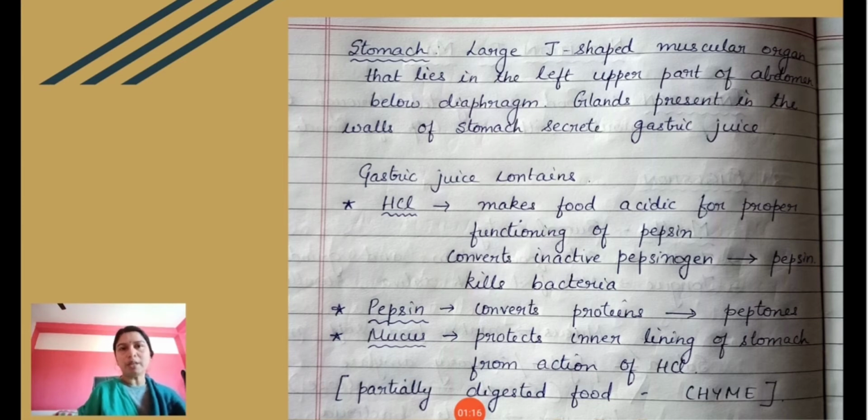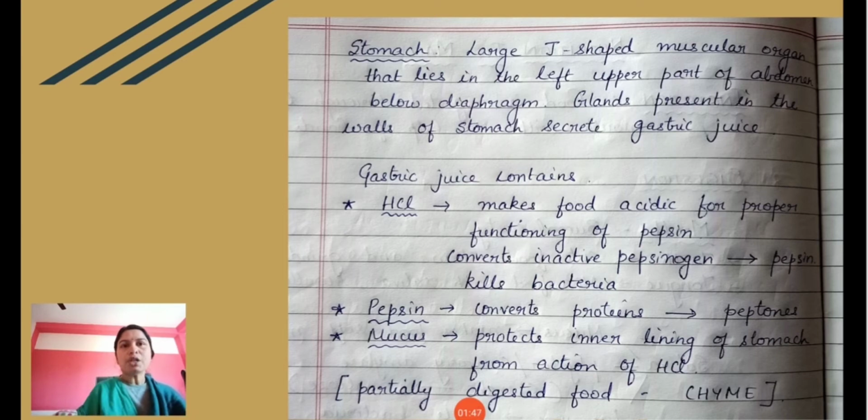Pepsin is actually in the form of an inactive enzyme called pepsinogen. So HCl also converts this inactive form into active pepsin. And in case any harmful substance has entered the stomach, HCl also helps to kill or destroy these organisms. The next component is an enzyme, pepsin, which will convert proteins into simpler forms, which are termed peptones.